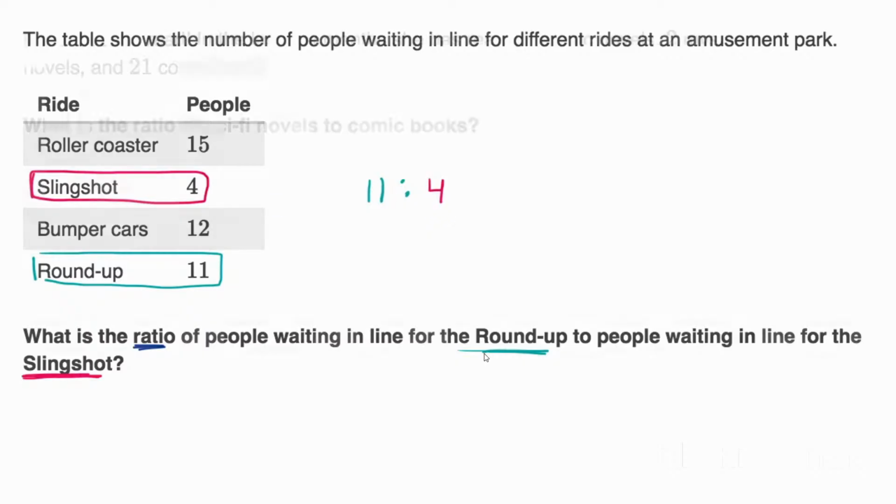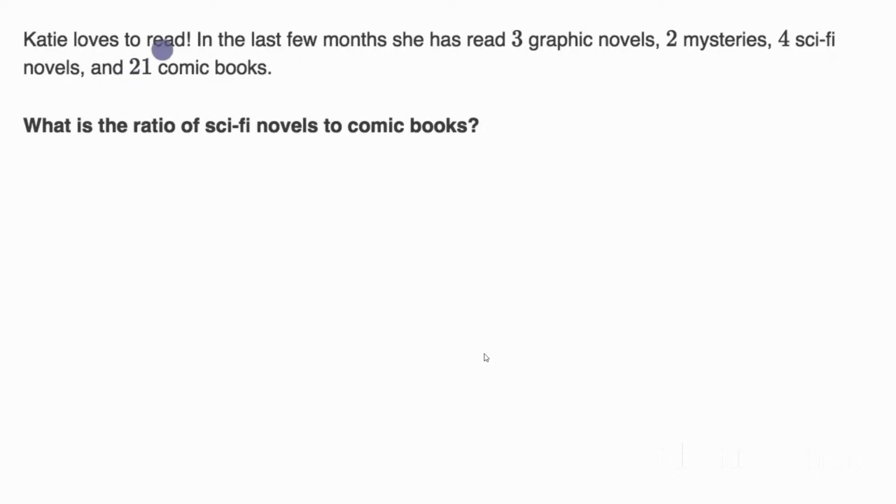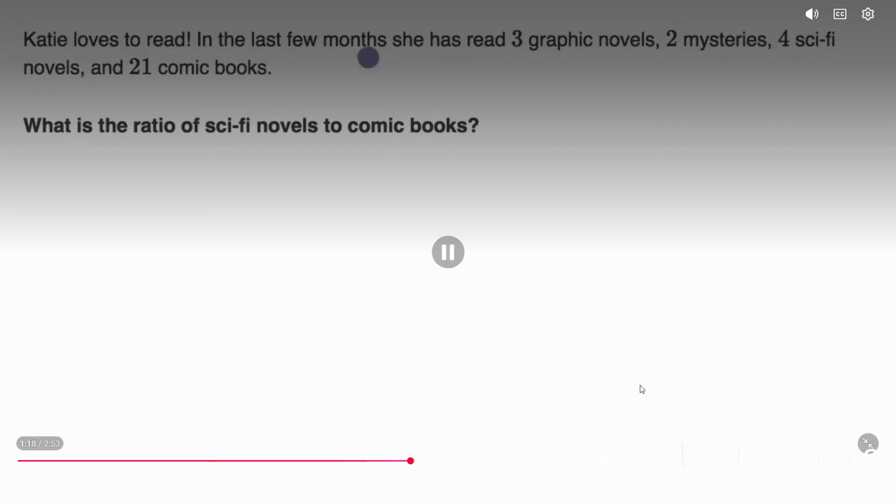Let's do another example. Katie loves to read. In the last few months, she has read 3 graphic novels, 2 mysteries, 4 science fiction novels, and 21 comic books. What is the ratio of sci-fi novels to comic books? So once again, pause this video and try to work it out on your own.